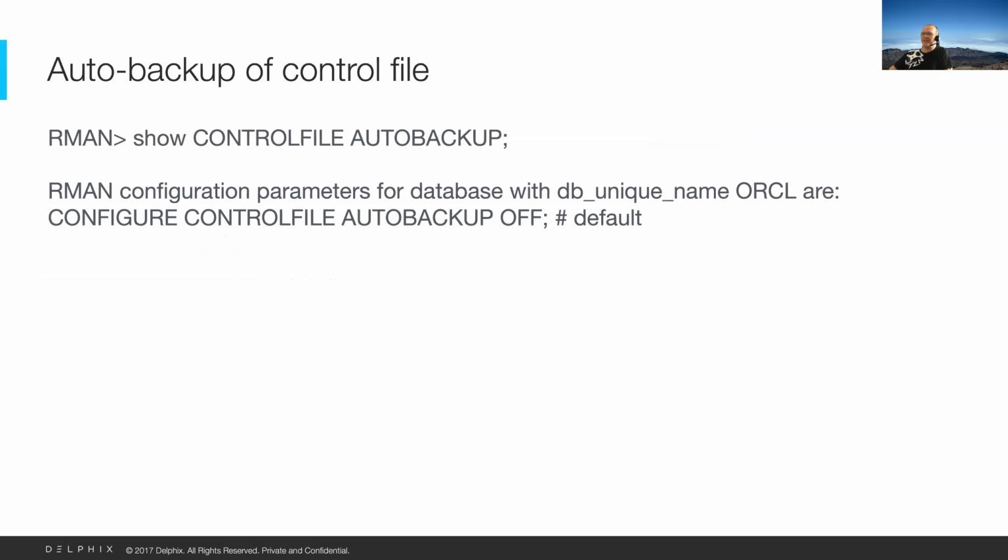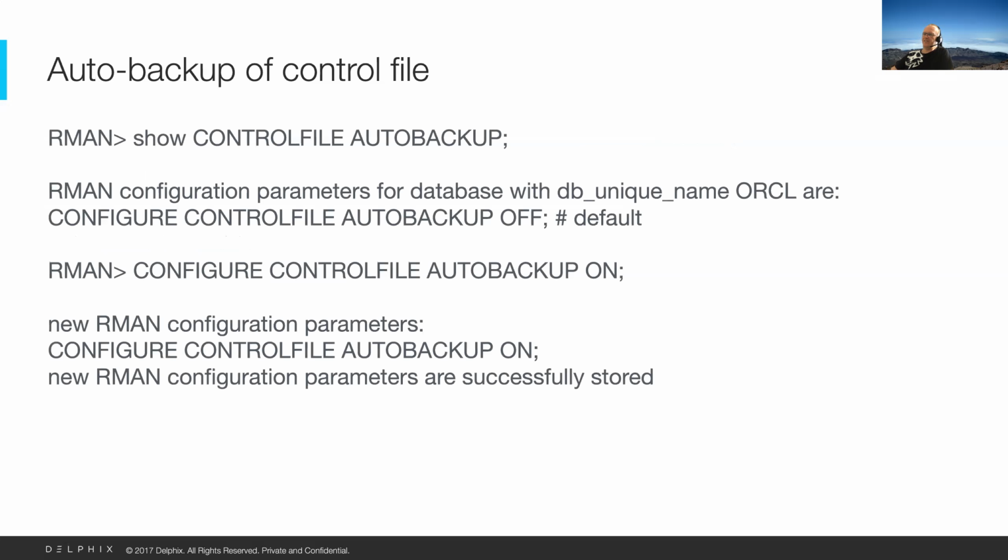So you can check your auto backup configuration by connecting to RMAN and typing show controlfile autobackup. And in my configuration it is off. You can make this on, and that means that the default location will be used, and you can control the auto backup by using this option. So configure controlfile autobackup on or off.